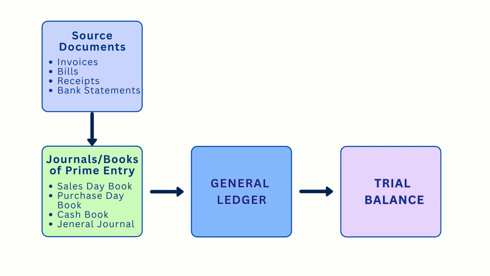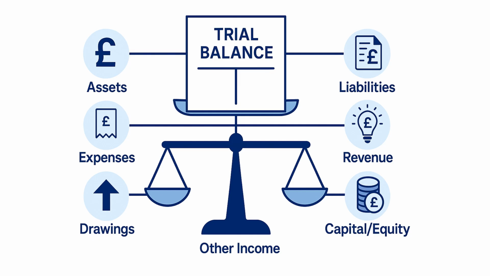A trial balance is a list of all the balances in the general ledger at a particular date. It is one of the key checkpoints in bookkeeping, helping us confirm that our entries follow the double entry rules. The trial balance is generated to, first, provide an overview of all account balances. It shows the balance of every account: assets, liabilities, capital, equity, revenue, other income, expenses, and drawings, all in one place.